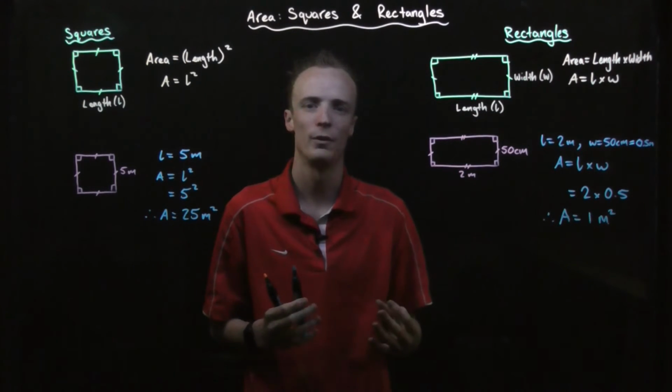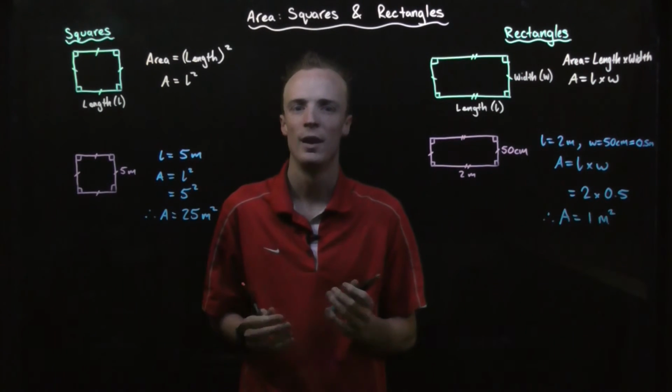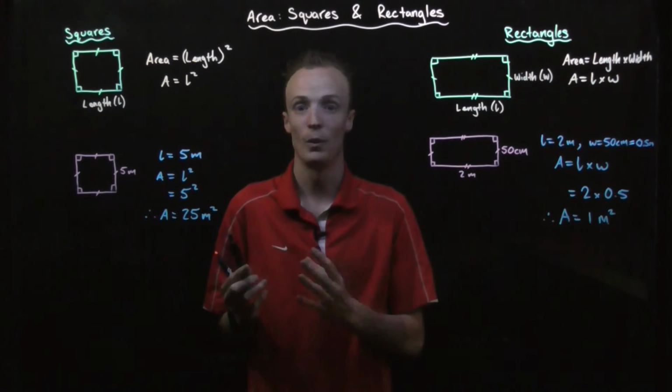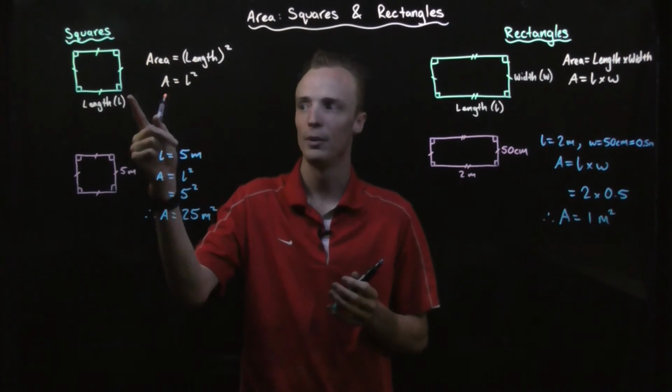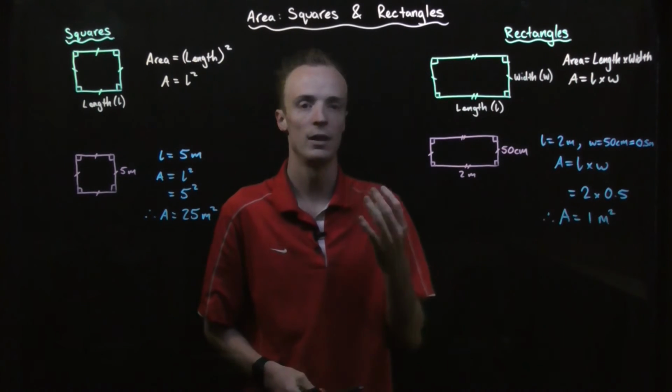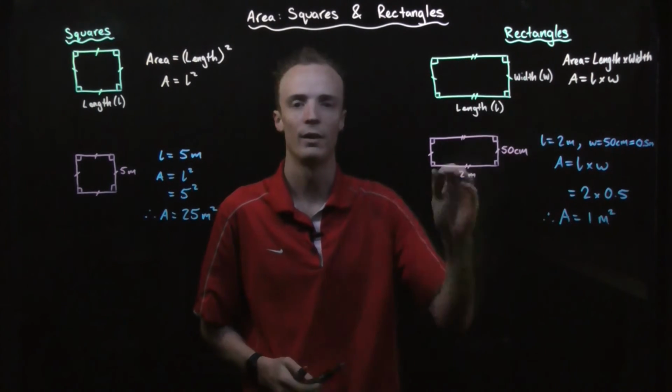So to summarise, to find the area of squares and rectangles, it's going to be multiplying the two sides together. When it's a square, those two sides are the same, so it's going to be length squared. In a rectangle, those two sides are going to be different, so it's going to be length times width.